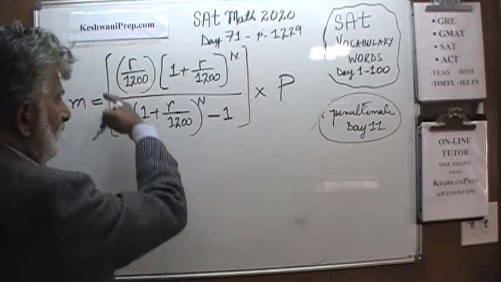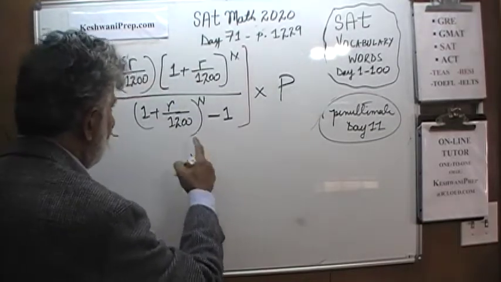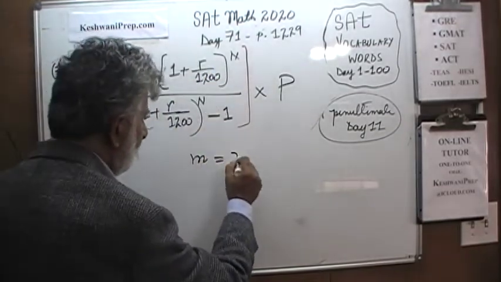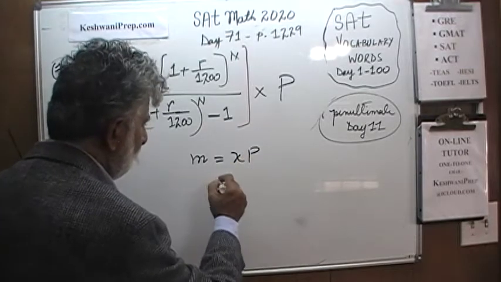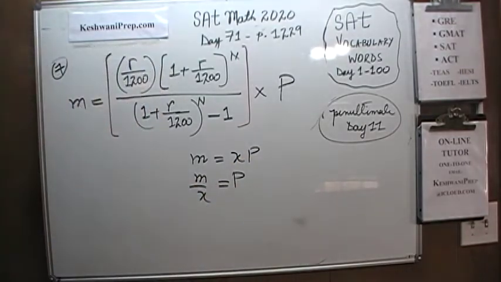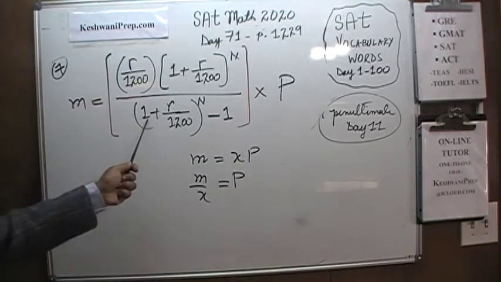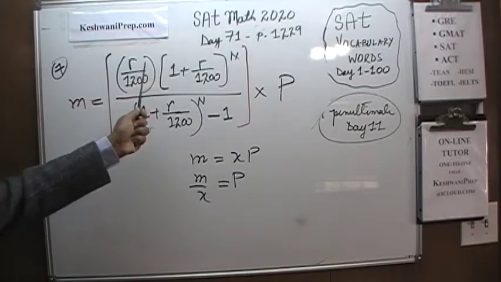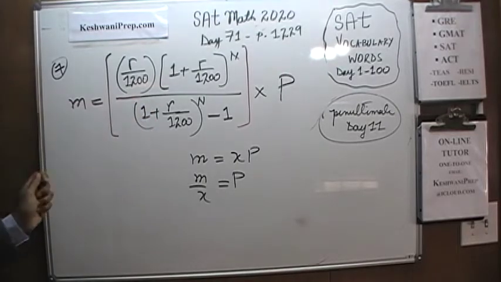Let's pretend this whole thing is x. So if this entire thing is x, we have m equals x times p. If you want to solve for p, p is simply m over x. And that's all it is. But we're going to cross multiply. So we're going to have m times this denominator, and this numerator is going to come down here.